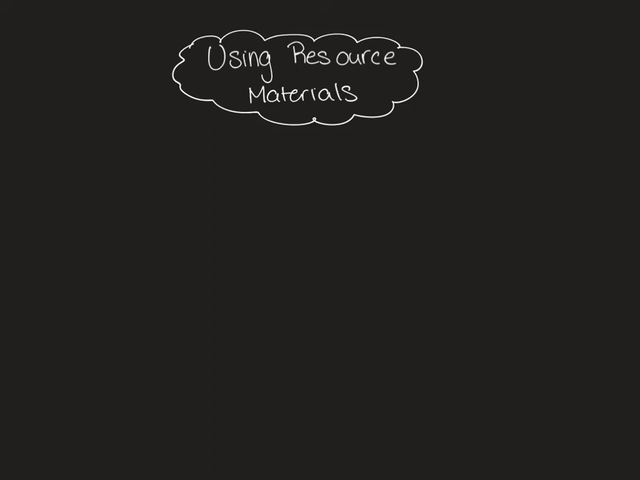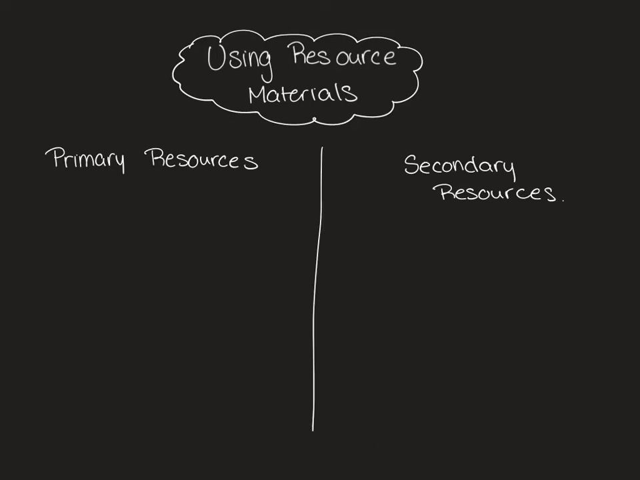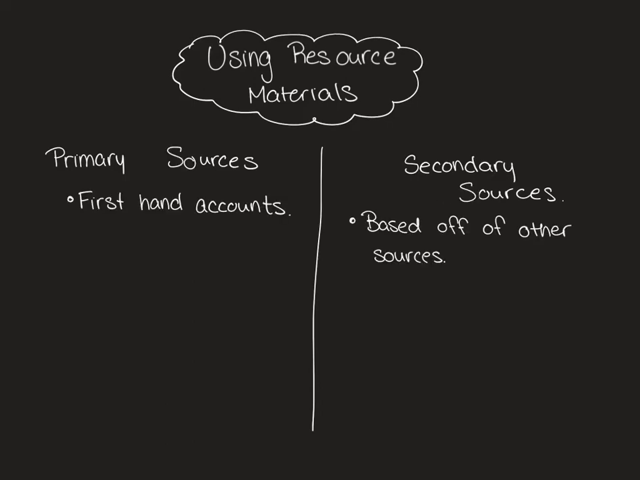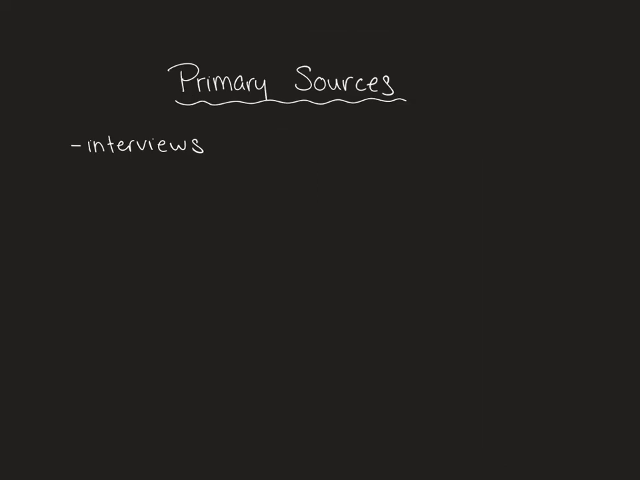Today's lesson is on using resource materials. There are two main types of resources, primary resources and secondary resources, or we sometimes just call them sources. Primary sources are first-hand accounts or somebody that has actually witnessed it, whereas secondary sources are based off of other sources. So often they're based off of primary sources or they are off of other secondary sources.